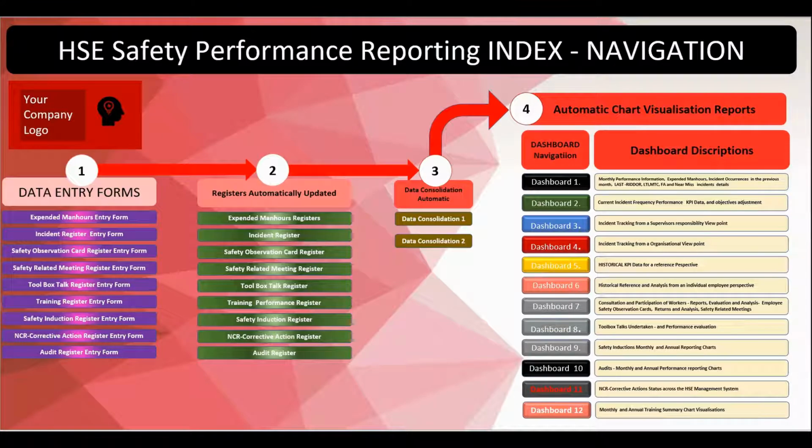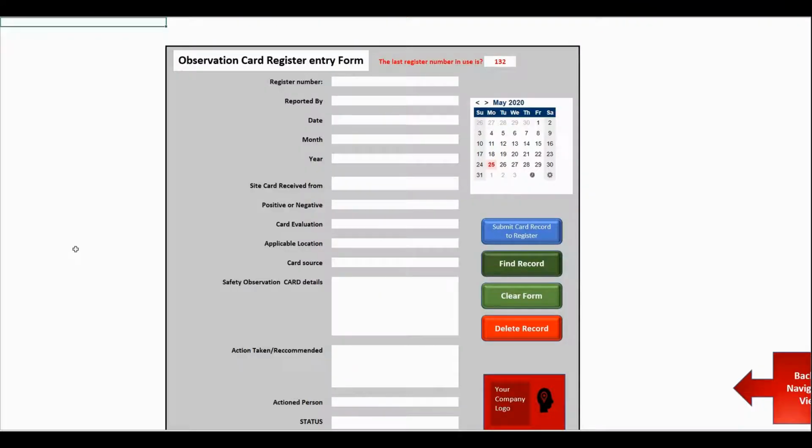As always, we will start from the navigation view. So we have seen how easy it was to update the man-hours and incident register forms. Now let us see how easy it is for the safety observation card. In the third row from the top of column 1 in the navigation view resides the safety observation card entry form. Simply click on it and the form will appear.